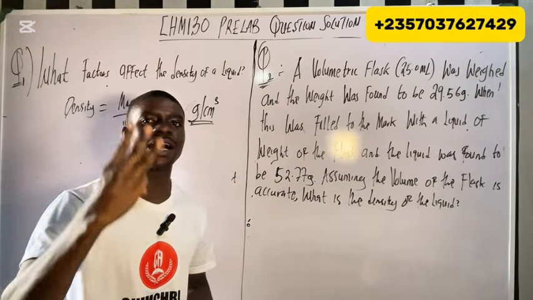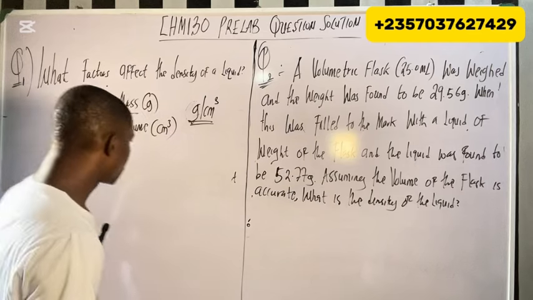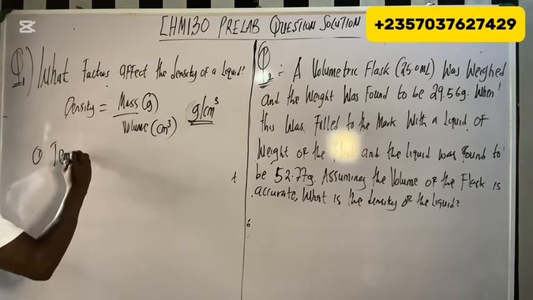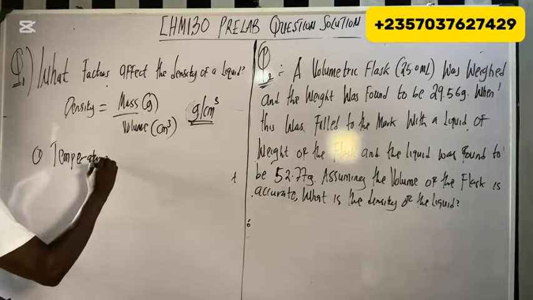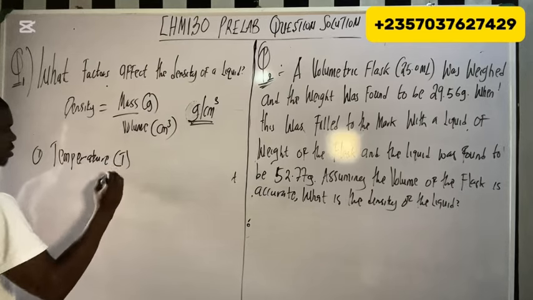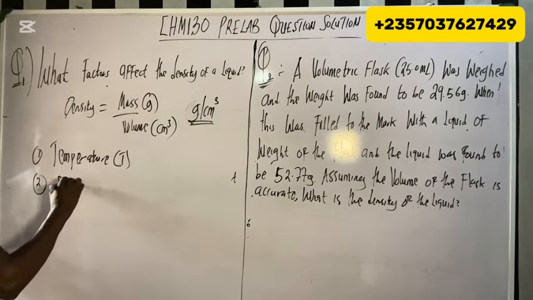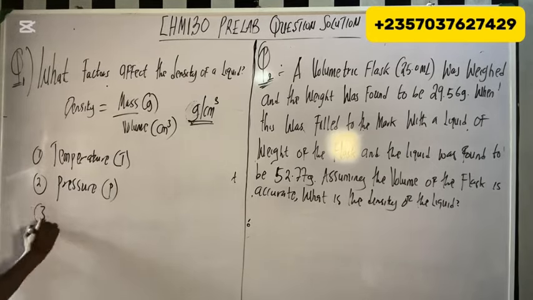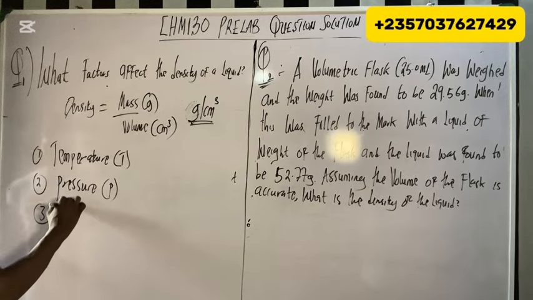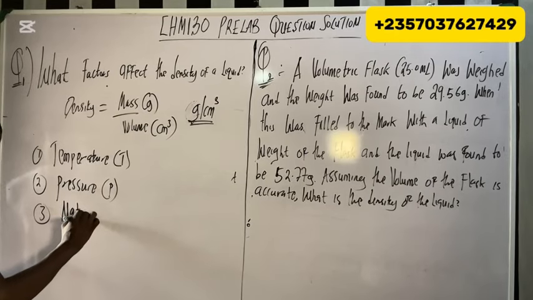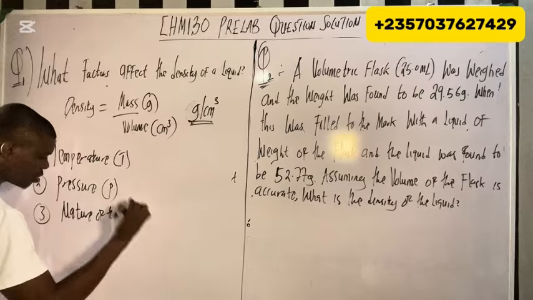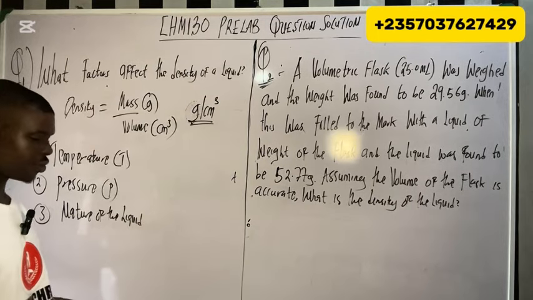So what are the factors? There are three main factors that affect density. Number one is temperature, which is T. Number two is pressure, P. Number three is the nature of the liquid. Do you understand?